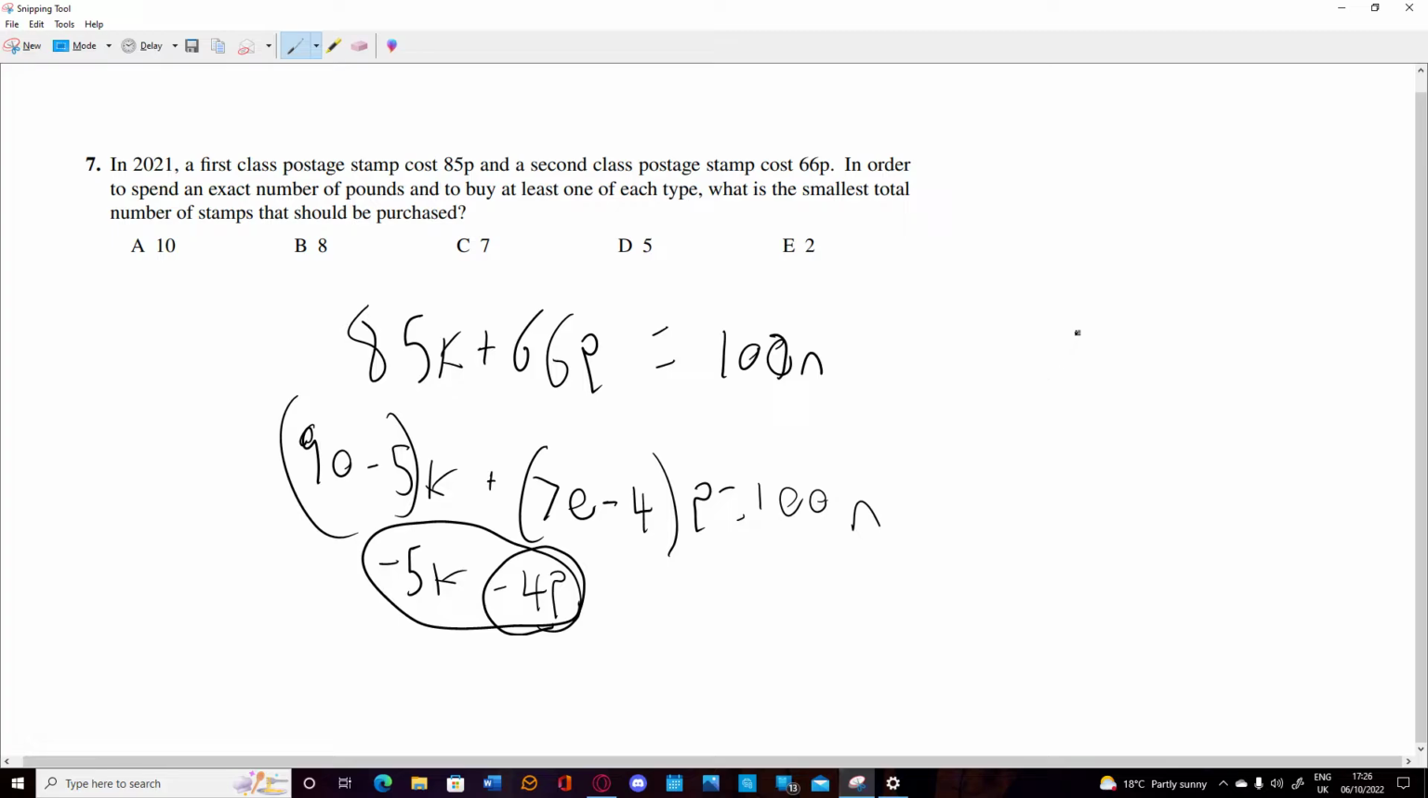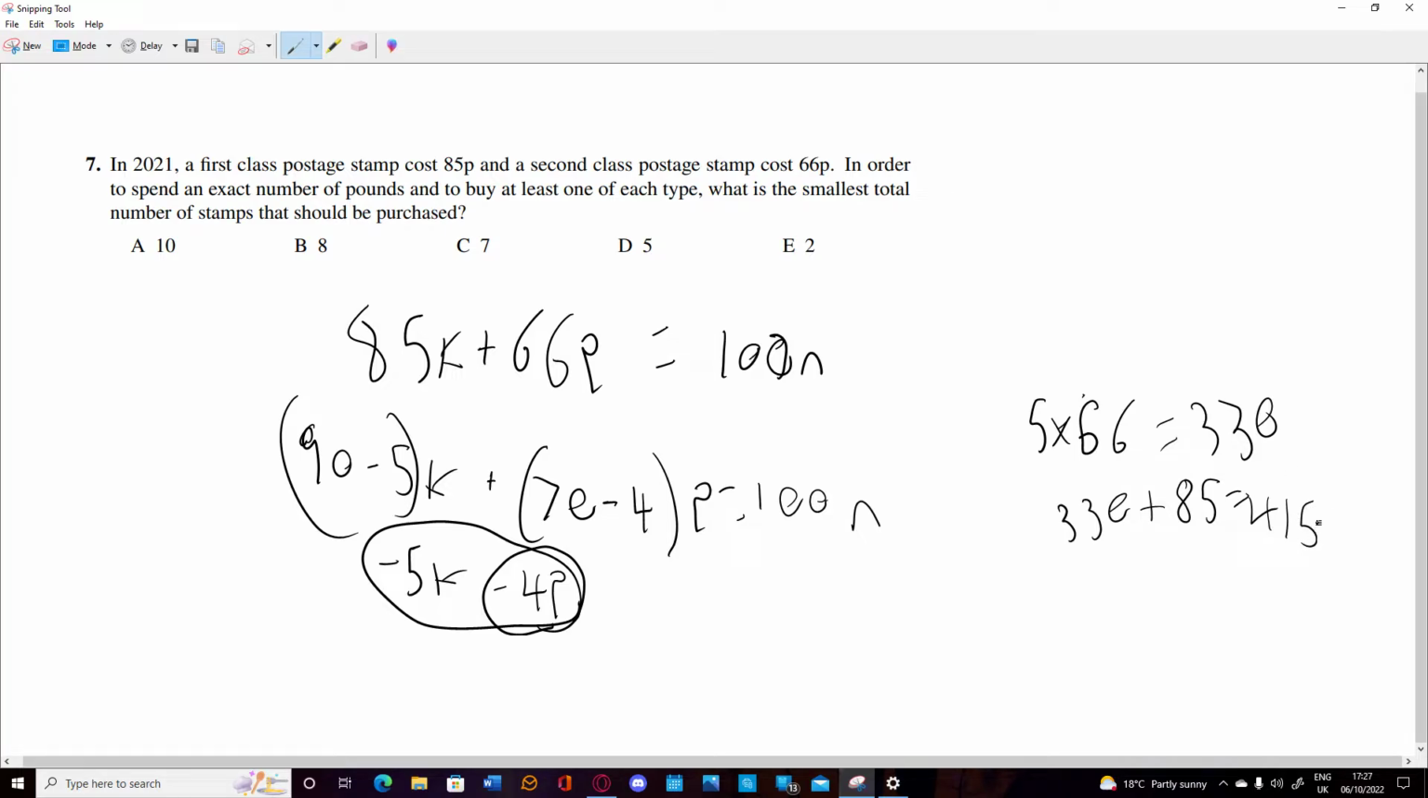So let's start with 5 lots of the 66p. So we get 5 times 66, which is equal to 330. And then from this we can see that we at least need one lot of 85 as well. So 330 adds 85, because we need at least one of each envelope, is equal to 415, I believe.